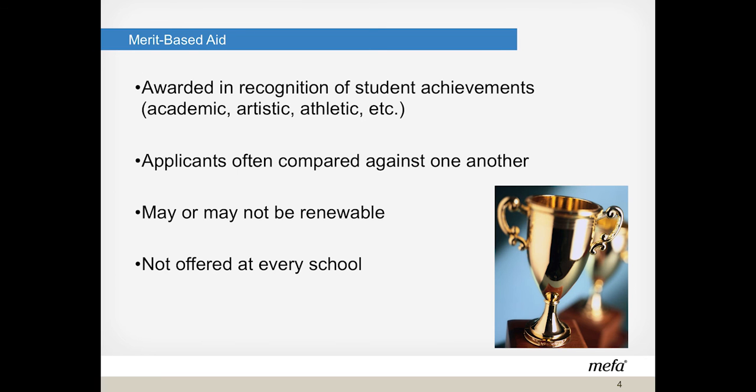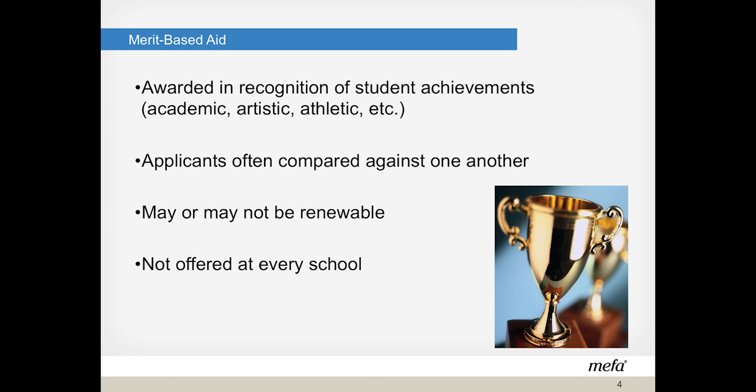There are two main categories of financial aid. The first type is merit-based aid, and these are sometimes also called merit scholarships. Merit-based aid is given to students based on some talent or skill. So if a student has received a merit scholarship or merit-based aid, it's because that student has shown academic, artistic, or athletic skills, and the student is being recognized for those skills and then being given money to help pay for college.